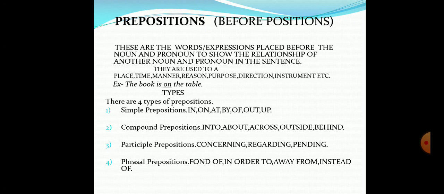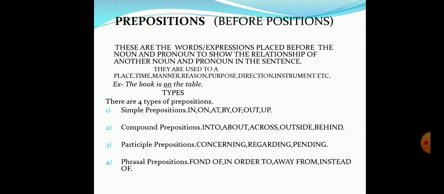And the third type is called participle prepositions. Participle prepositions are just like your tense prepositions. The present or past participle forms of verbs which function as prepositions are called participle prepositions. For example, concerning, regarding, pending, barring, etc. are called participle prepositions. And the last type of preposition is called phrasal prepositions.